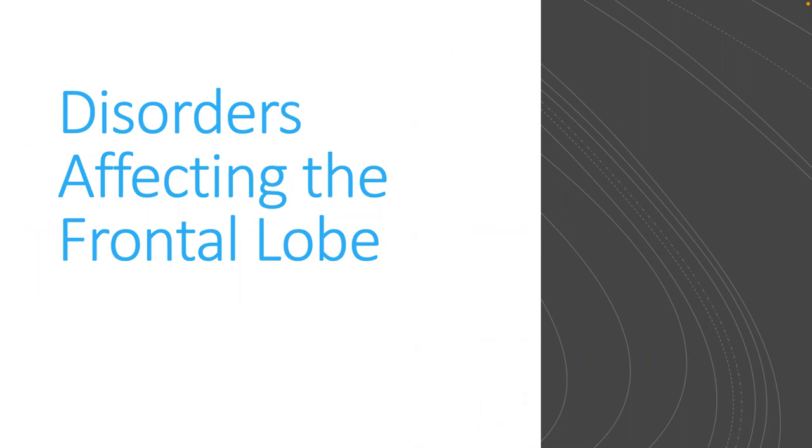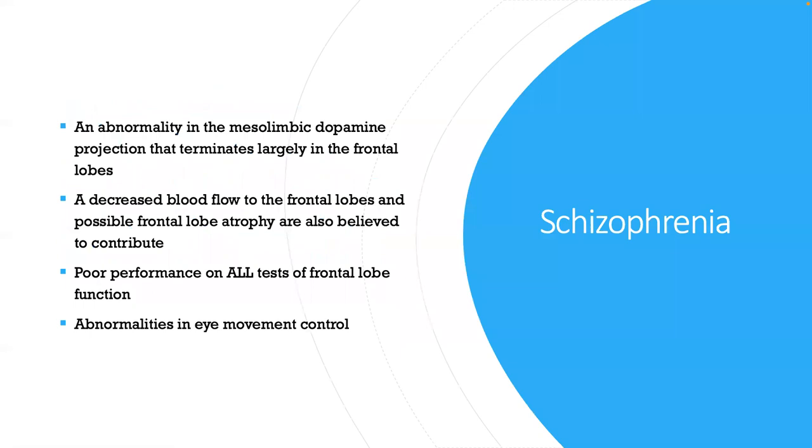Okay, so a few of the disorders affecting the frontal lobe we'll discuss are schizophrenia, Parkinson's disease, Korsakoff syndrome, and prolonged stress. Also, addiction to drugs. So schizophrenia patients perform poorly on all tests of frontal lobe function, and they exhibit abnormalities in eye movement control, but they perform normal on tests of parietal lobe function.